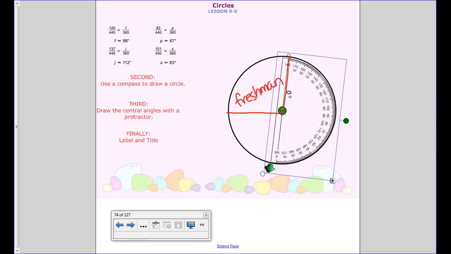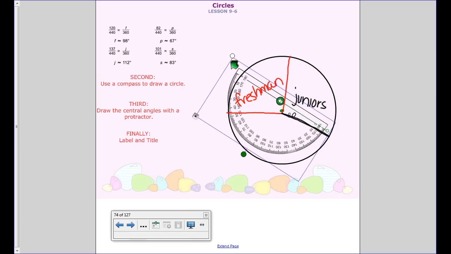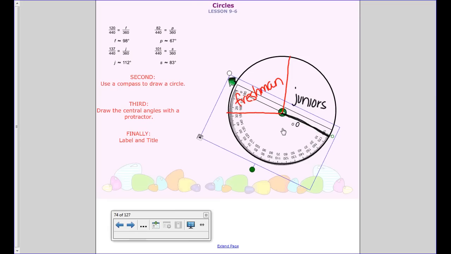I'm going to go ahead and do juniors, which is 112. So notice I have it at my 0, and then I find 110. And here's about where 112 is. And that is juniors. And again, I can turn my protractor to make my next line. All right, and then let's see, I think that is sophomores is 67.